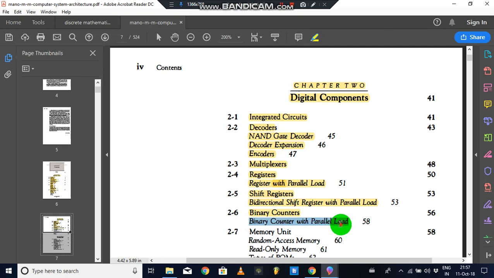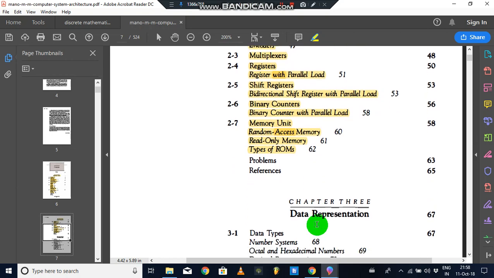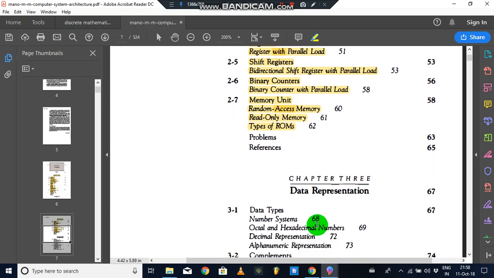Binary counter with parallel load, and memory unit: random access memory, RAM, read only memory, types of RAM, ROM, types of ROMs. And this is chapter 3, data representation.